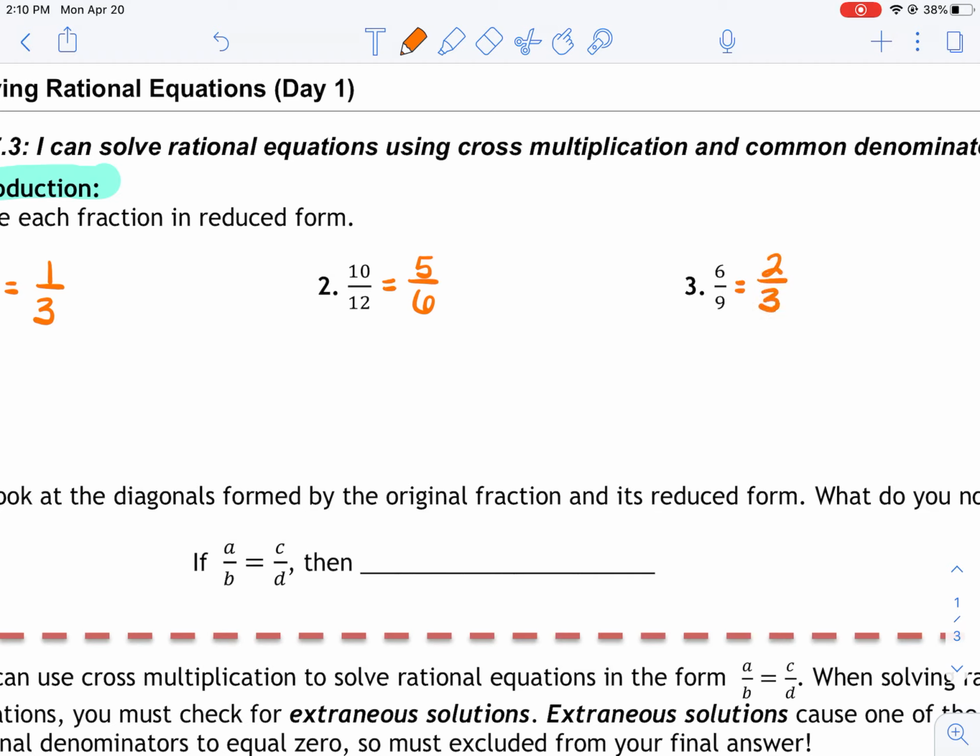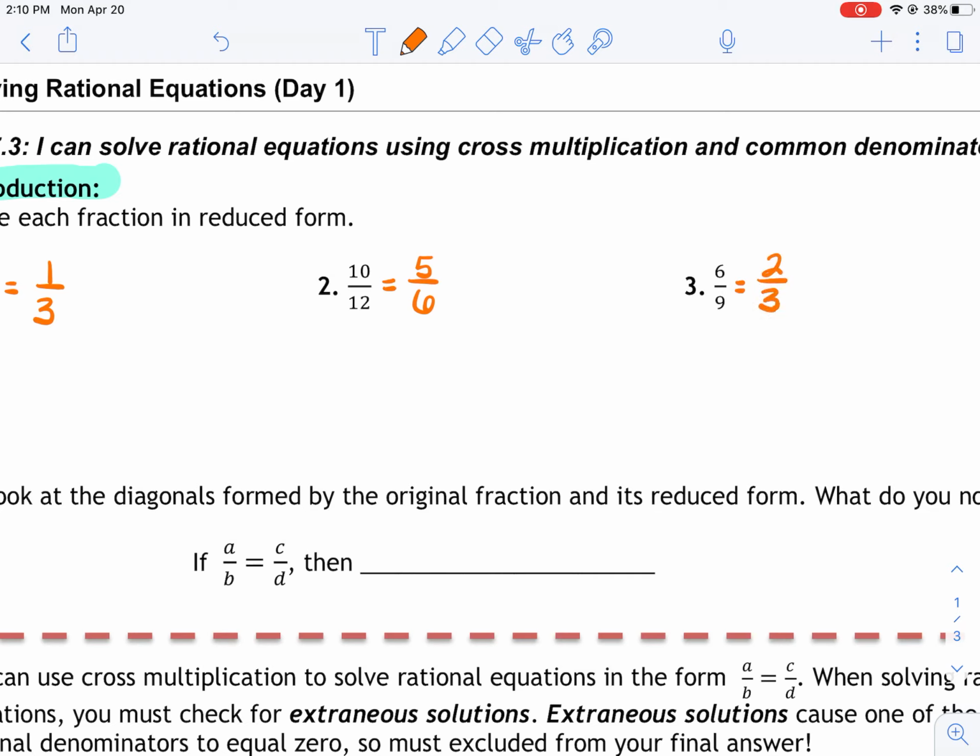Okay, and so what I want you to notice here is that 9 times 1 is equal to 3 times 3. 9 times 1 is 9. 3 times 3 is 9. Okay, and if we check that in the next equation, called the proportion, is 12 times 5 equal to 10 times 6? Well, 12 times 5 is 60 and 10 times 6 is 60. So yes, those cross products are equal.